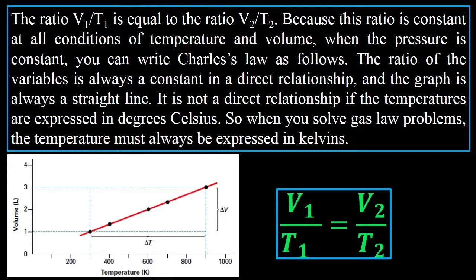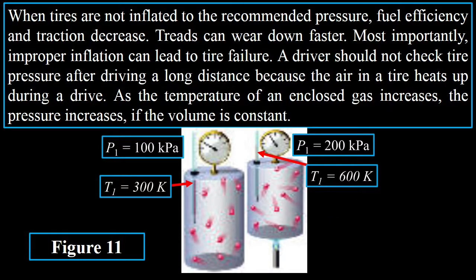The ratio of the variables is always a constant in a direct relationship, and the graph is always a straight line. It is not a direct relationship if the temperatures are expressed in degrees Celsius. So, when you solve gas law problems, the temperature must always be expressed in kelvins.